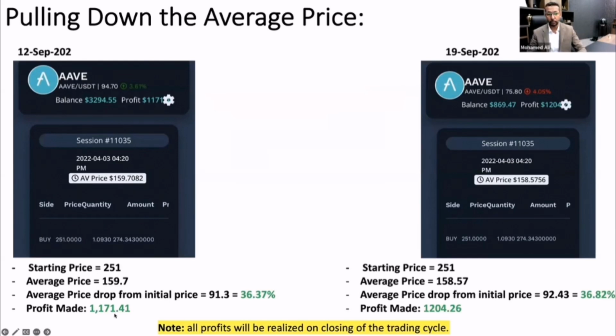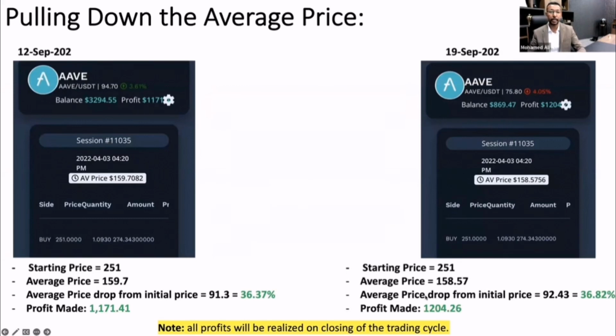So last week, this was the situation. Initial price was the same, 251, and average price was 159.7. That means the average price dropped from the initial price by 36.37%. And while the market is down and it's pulling the average price, it made a profit of 1,171. Today, 1 week later, which is 19th of September, the profit has increased to 1,204.26 USDT. The average price moved down from 159.7 to 158.57.